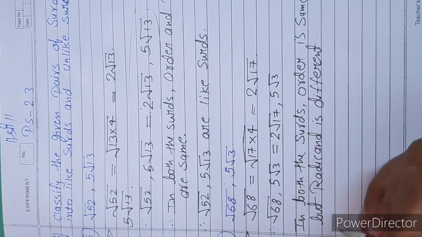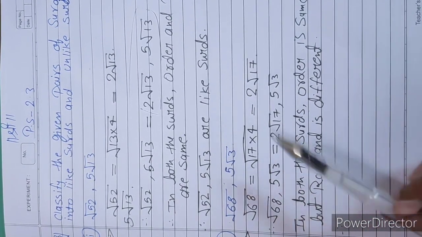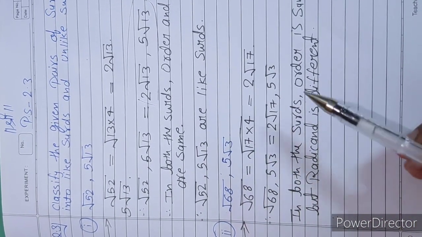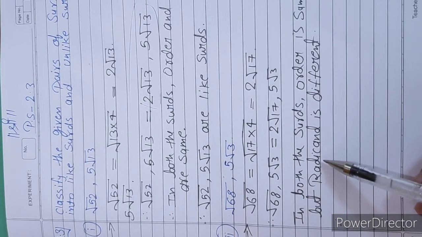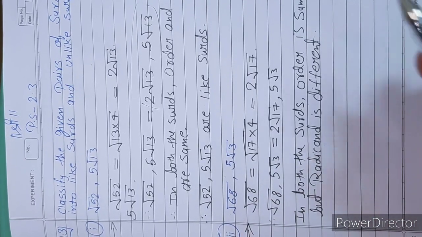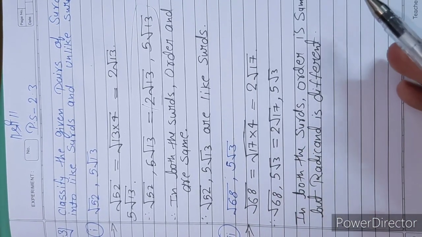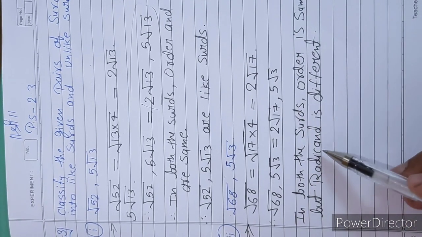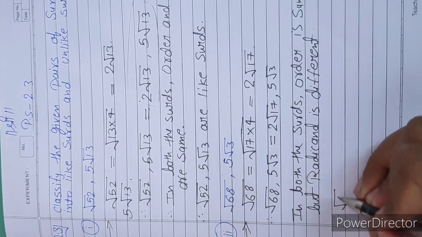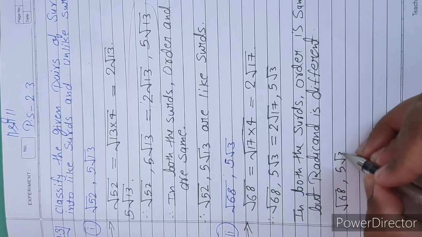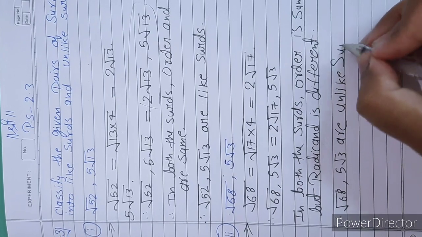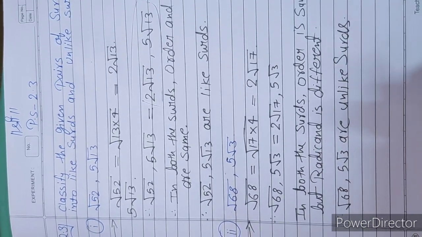Okay, radicand is different. So here in starting of this question number 3, I told you that whether it would be order or radicand, if any is different, then the pair of surds are unlike. For being a pair of like surds, we need both the order as well as radicand to be same. Here one is different, so we will write that root 68 comma 5 root 3 are unlike surds. Okay. Let's do third question.